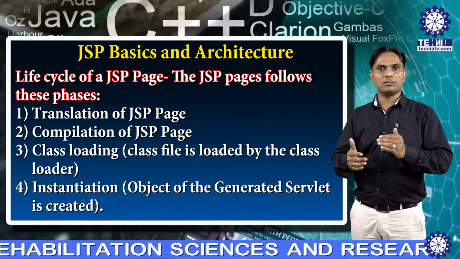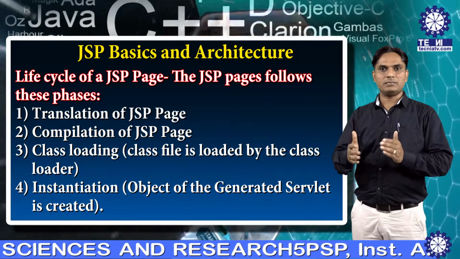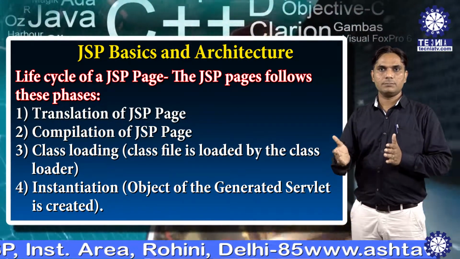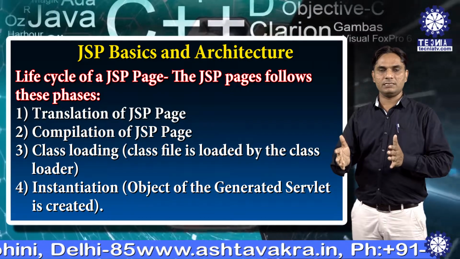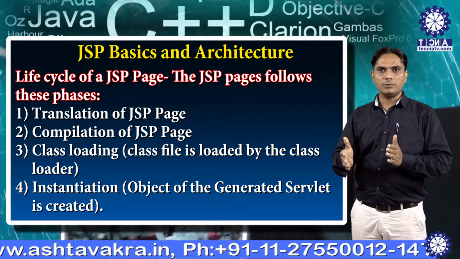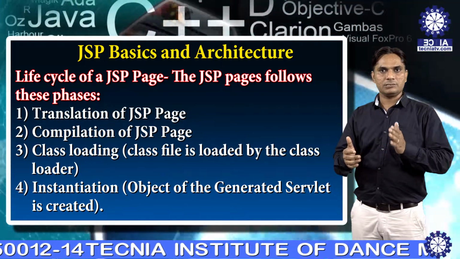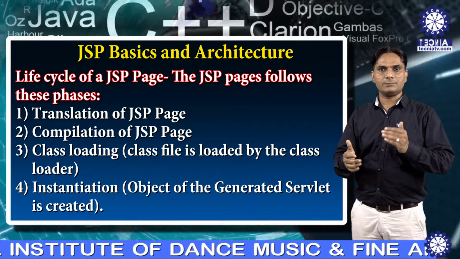Next is the life cycle of a JSP page. The JSP page follows these phases. Number 1, translation of JSP page. Number 2, compilation of JSP page. Number 3, class loading. The class file is loaded by the class loader. Number 4, class instantiation. An object of the generated Servlet is created.